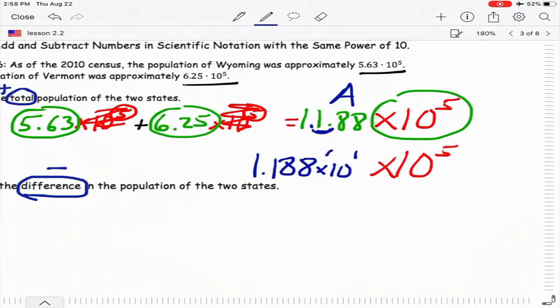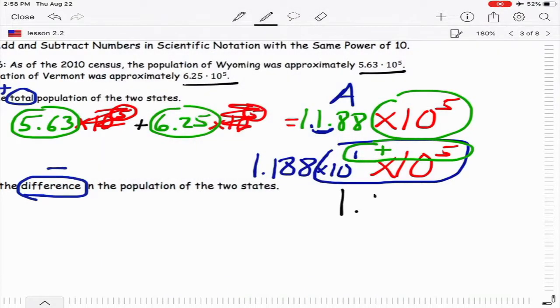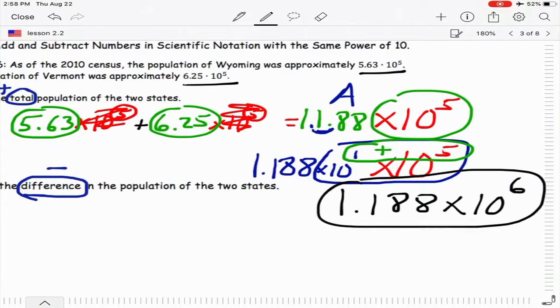Then don't forget what you learned in chapter 1. When you're multiplying the same bases, what do you technically do with the exponents? You add. So my final answer is 1.188 times 10 to the 6th power. Now that's the way the textbook explains it. I have one more way of explaining how to tweak it that might be a little bit easier.